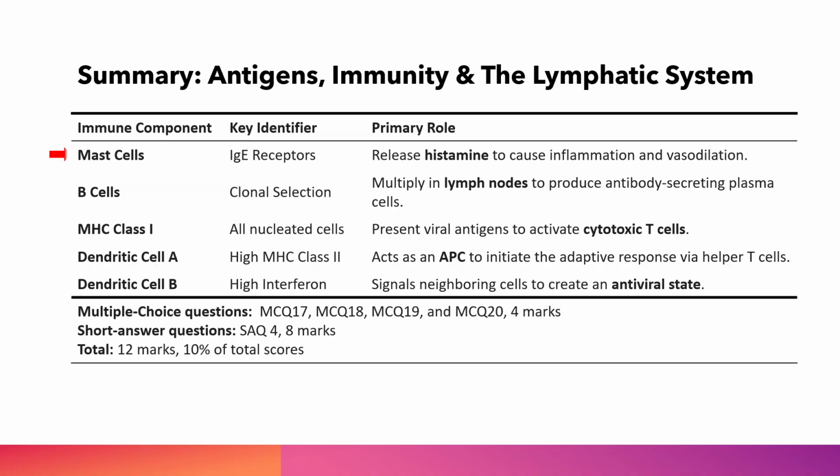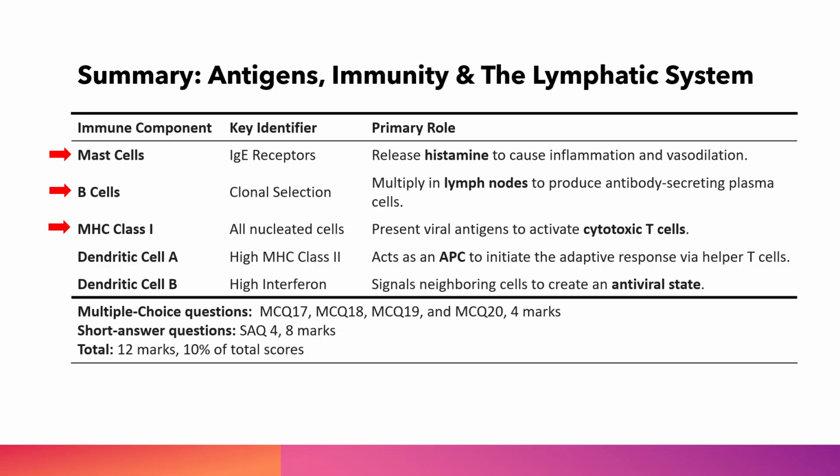This topic is related to responding to antigens and acquiring immunity. Mast cells play the key role in hypersensitivity. They release histamine to cause inflammation and vasodilation. B cells are involved in clonal selection. They multiply in lymph nodes to produce antibody-secreting plasma cells.